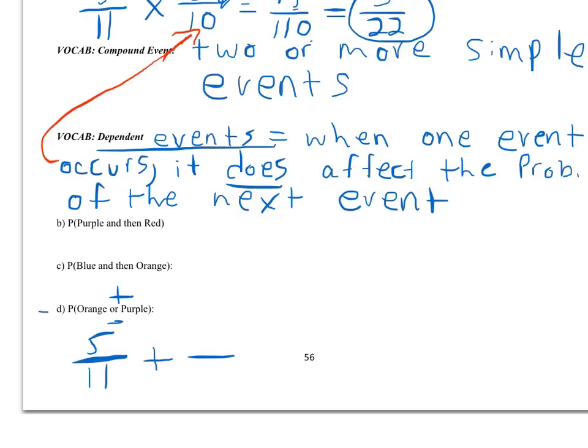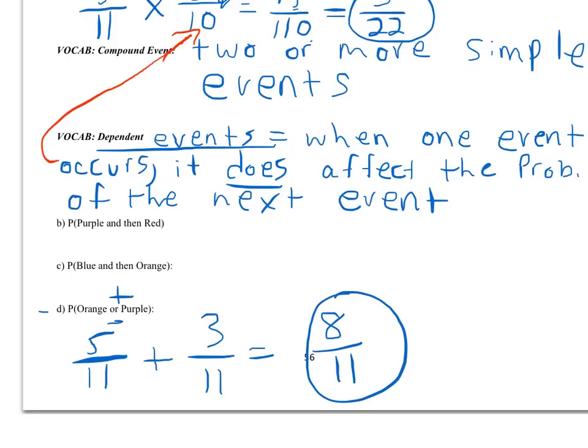Plus, now, on this one, remember, we're only drawing once. So we still have the 11 chips in the bag. We're not drawing twice. Okay, so we have 5 out of 11 that are orange. And then how many are purple? Well, we have 3 out of 11 that are purple. Okay, they already have a common denominator, so you can just add them up. So this would give you 8 out of 11. Okay, so what's the probability of picking an orange or a purple? Again, this is only one draw from the bag, and the answer is 8 out of 11.